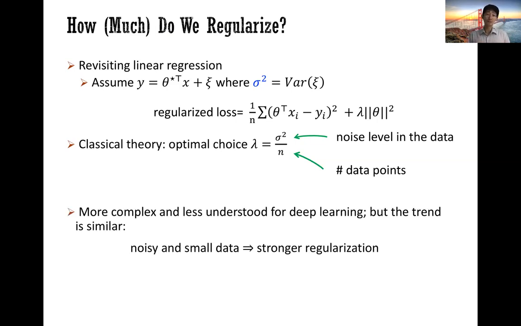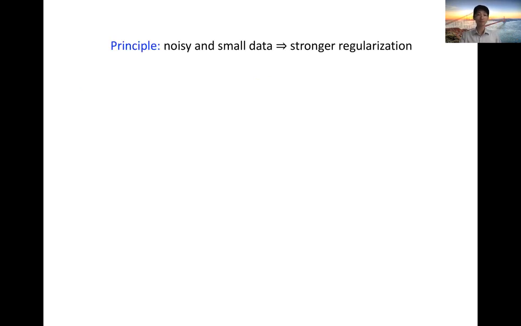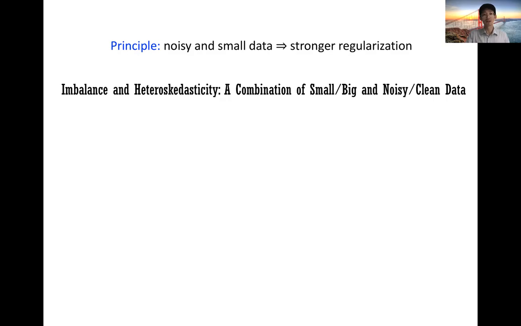So the same kind of trend or story is a little bit less understood for deep learning. We don't have an exact derivation of the optimal choice in deep learning. However, the trend of the regularization strength is similar. Noisy and small data set means that you have stronger regularization. So this is the principle. Let me just write it again in this new slide. Noisy and small data means we should use stronger regularization.